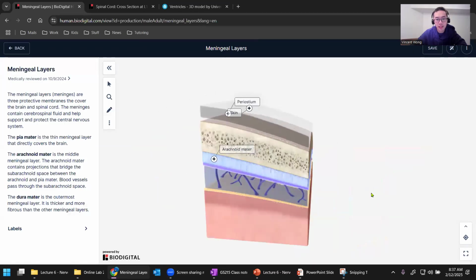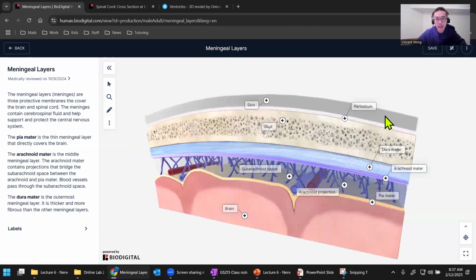So right here, a slice of the head. We start with the skin right here. It's the skin. If you shave off your head, what you're looking at would be the skin, the skin of your scalp.